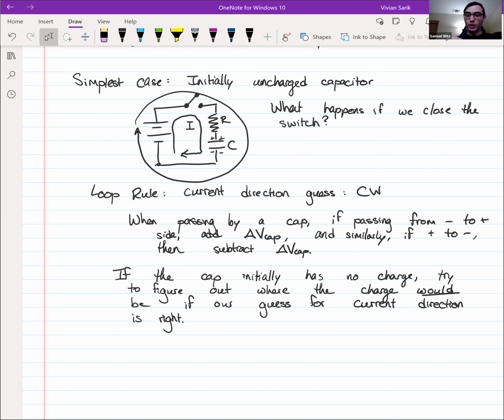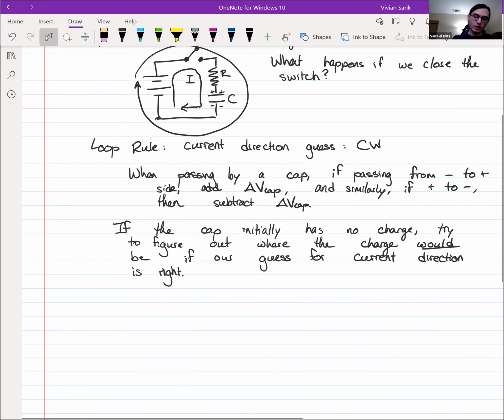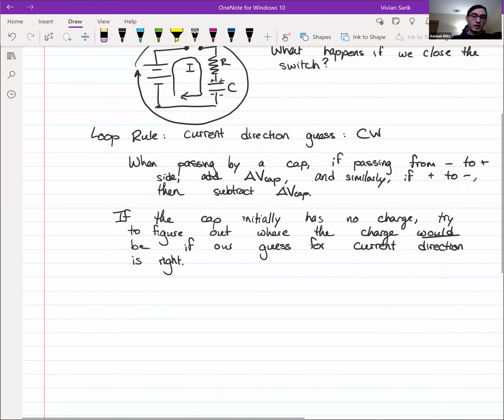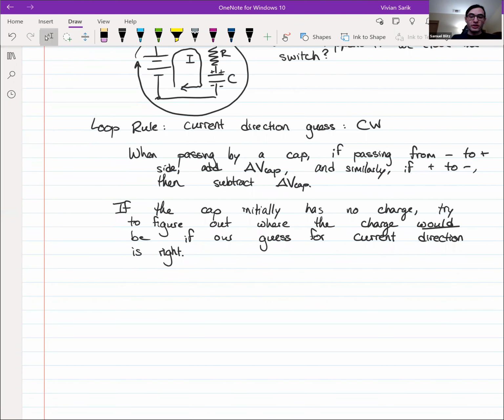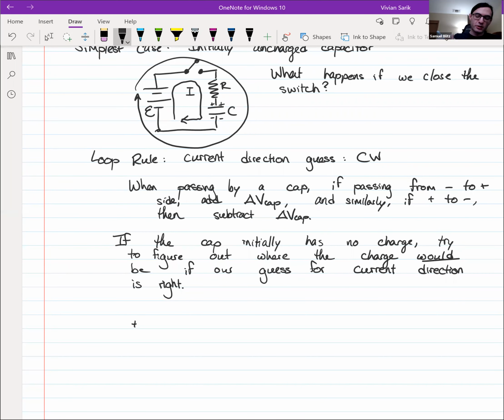So now we're going to actually write out our equation. So imagine that the switch is closed, and note that regardless of how long we wait, the equation will still be the same. The only difference is that the voltage across the capacitor might be changing with time, and the current might be changing with time, but it's still the same equation. It just depends on time now. So we can now just write out that loop rule, regardless of how long after the switch was closed we've waited.